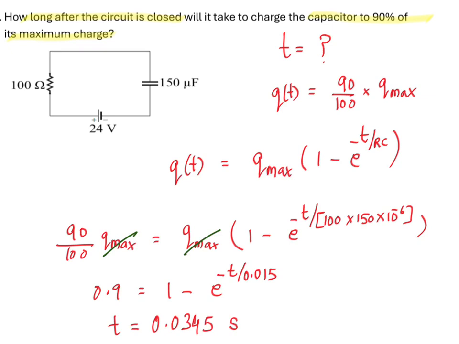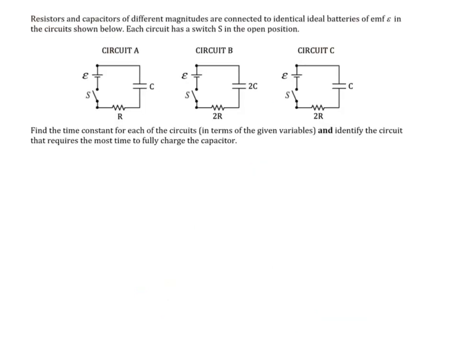In this problem, what's the most important part is to know how to substitute Q(t) into the equation. They said 90% of the maximum charge, so we just write it as 90 over 100 times Q max. And when you substitute that into the equation, we don't know what is Q max, but it gets cancelled out on both the sides. So it does not matter if we don't know what's Q max because it's getting cancelled out. So time we got as 0.0345 seconds. We can convert that into milliseconds if required, which will be 34.5 milliseconds.